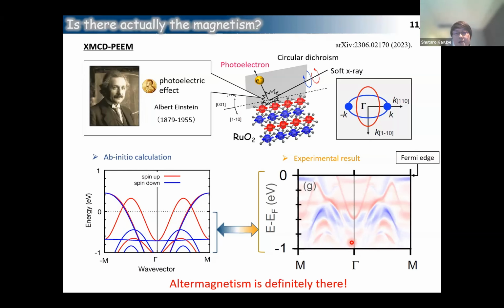So this highlights the key points. Altermagnetism involves a momentum-dependent ferromagnetic aspect, which was successfully observed. Therefore, it is clear that altermagnetism is not just a theoretical concept, but a real phenomenon that has been experimentally verified.